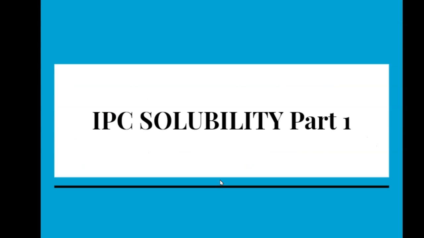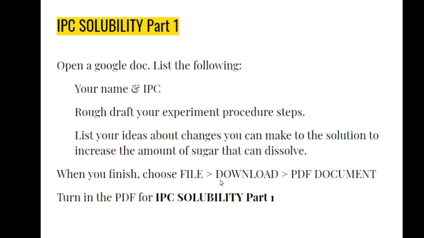The first part you're going to complete and turn in is as follows. You're going to open a Google document and list the following. First, you're going to type your name and IPC, and you're going to rough draft your experimental procedure steps. An easy way to develop this would be to actually get half a cup of water and some sugar and dissolve the sugar in the water, keeping track of how many you put in and what you did to make it dissolve. Then list your ideas about changes you can make to the solution to increase the amount of sugar that can dissolve. Refer to your textbook if you're not sure.